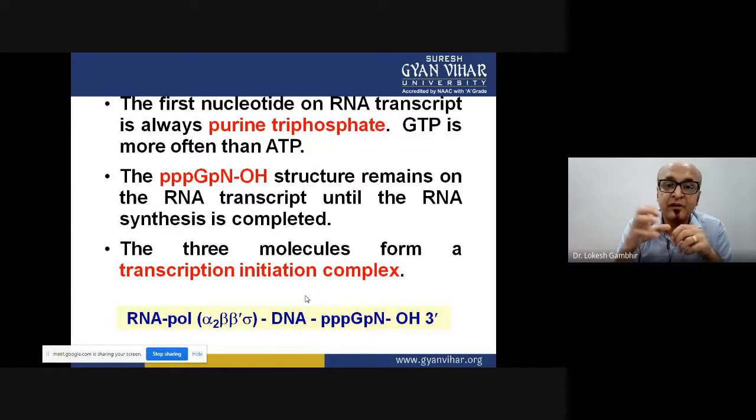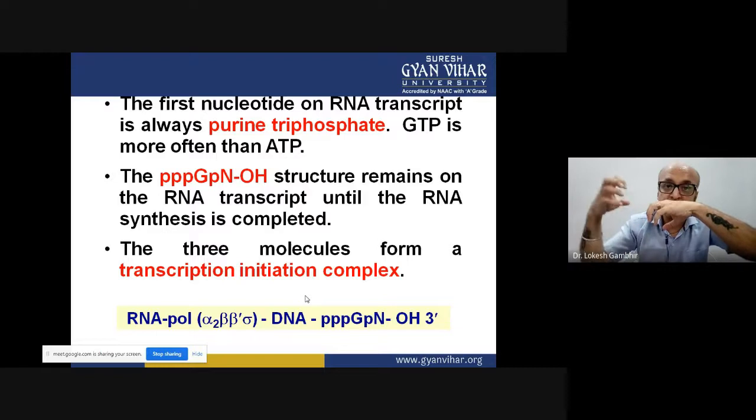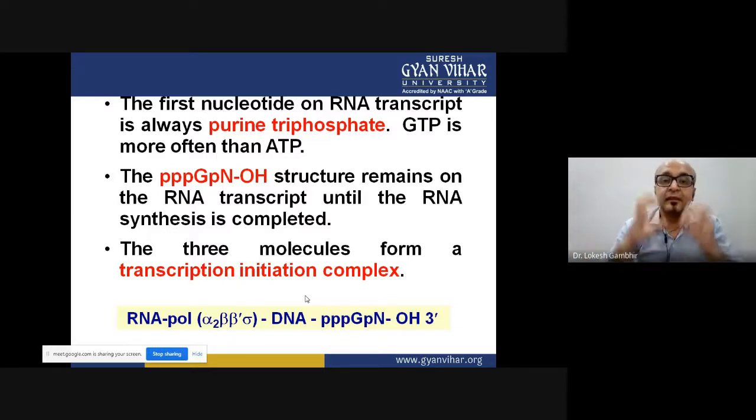Fine. And then polymerase recognizes that, and it brings the purine triphosphate, that is GTP preferably, to the site, and it adds GTP on the +1 site. Once the GTP is added, at that particular moment, what is the complex? There is an RNA polymerase, there is a template DNA, and now an RNA nucleotide has come and has been added on the first site. At that particular time, the complex of these 3 molecules is called the transcription initiation complex.